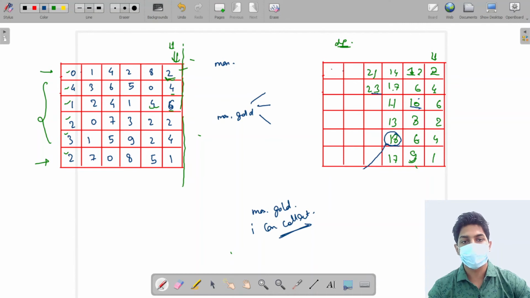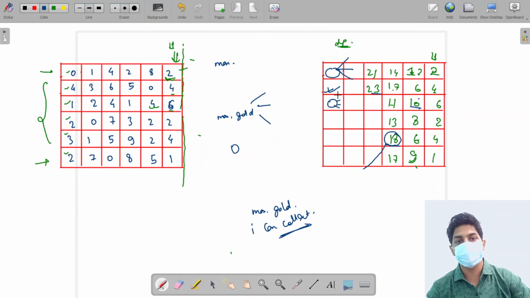Okay, so what will be stored over here? It is stored that maximum gold if I start from this position, and same constraints, that we can move only in 3 directions. What is stored over here? Maximum gold if I start from this cell. And what was our question? Our question was the maximum gold that we can collect if we are allowed to start from the first column.